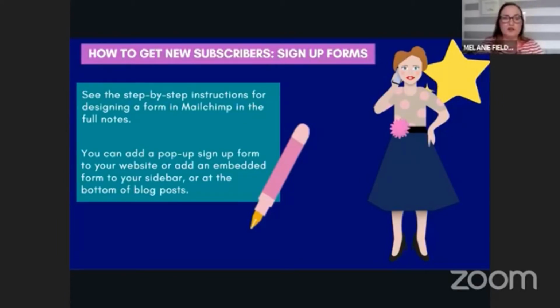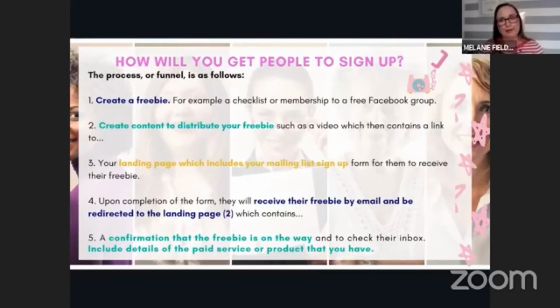There are step-by-step instructions in my full notes for designing a form using MailChimp, and you can do, for example, a pop-up sign-up form on your website, or you can embed the form into the sidebar. So down the side of your website, you can have a slot with a sign-up form there, or you can put it at the bottom of your blog post. How do you actually get people to sign up?